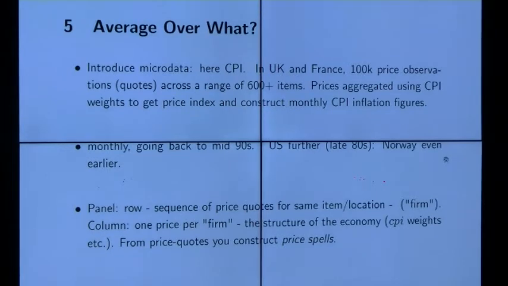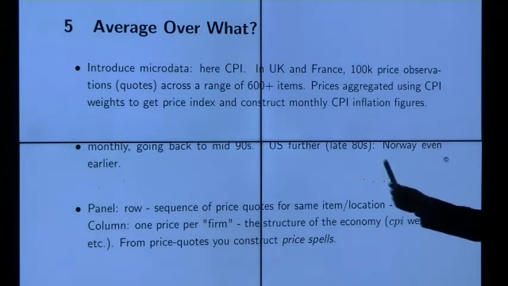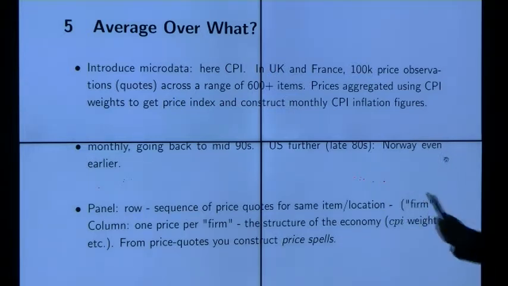If we look at the UK and France, we can get the data going back monthly into the mid-90s. The data was collected before the mid-90s, but it doesn't exist anymore, or it's on pieces of paper or cards which nobody can find. In the US, they've now got it going back further, back to the 1980s. They managed to recover some of this data, and in Norway even earlier.